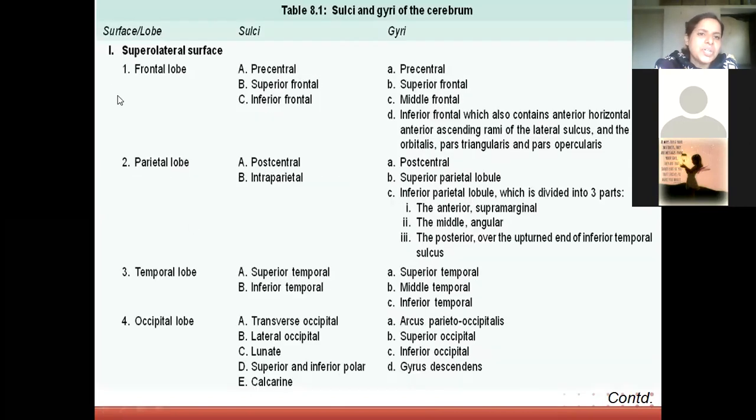This finishes the superolateral surface of the brain.